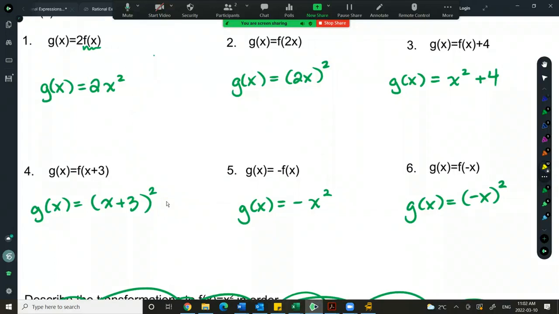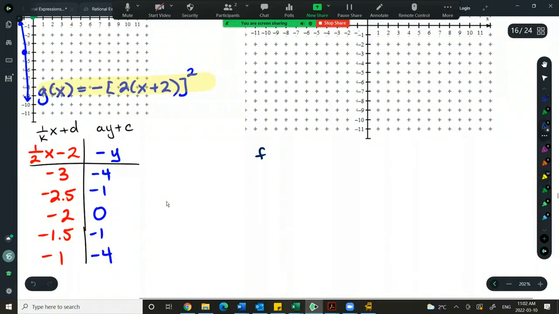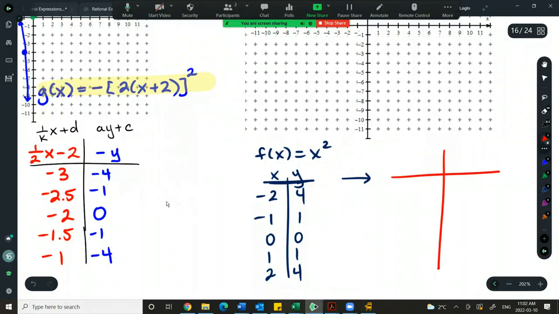Okay, I want you guys to see if you can set up the transformation equations for the next one while we're waiting up here. So same parent function, same parent points that we're starting with. And then tell me, see if you can figure out a, k, d, c, and create those 2 equations. Good? Okay, so we're going to start with f at x equals x squared, same x and y coordinates. And I want to know, what do the tops of these look like?